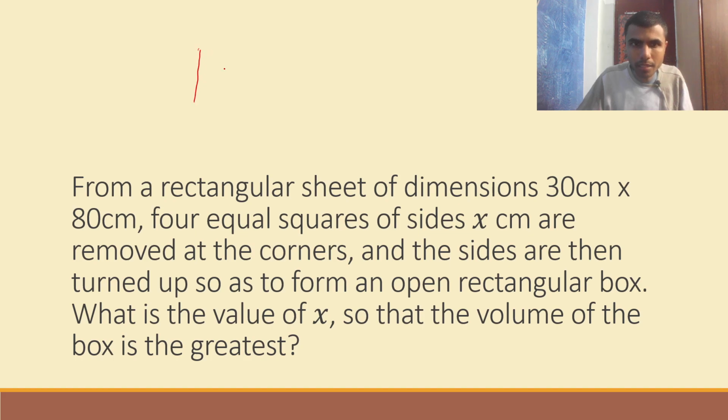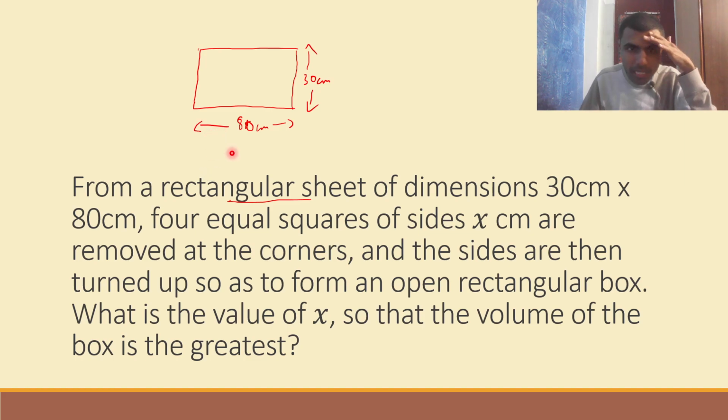We have a rectangular sheet. Its dimensions are 30 centimeters by 80 centimeters. That means length is 80 and breadth is 30. So let me take it something like this. So this is 30 centimeters and this is 80 centimeters. Okay, all good. Now see carefully.